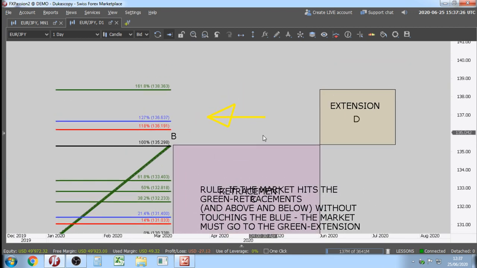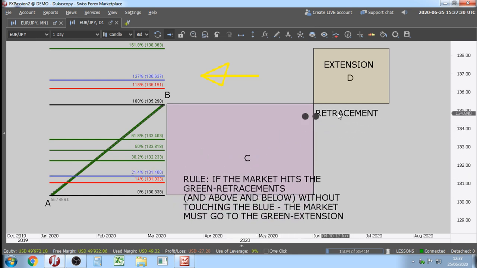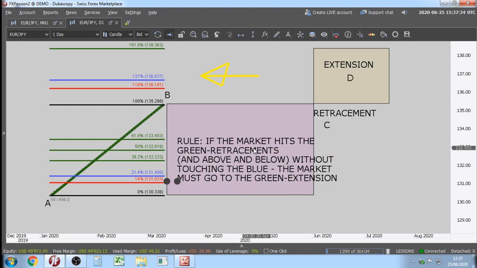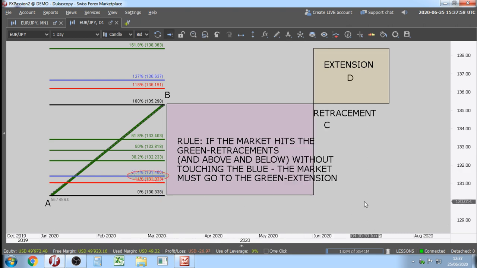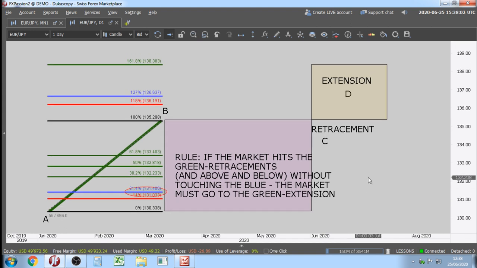Okay, I'm going to delete this one. So those are the retracements. Everything that happens inside the AB boundary is a retracement. What happens outside is the extension. So this is the rule: if the market hits the green retracements, meaning the 618, the 50, the 382 and above and below, without touching the blue, because this is a new retracement, new color, then the market must go to the green extension. Passion, can you read it again? Yes, sir. If the market hits the green retracements and above and below the green retracements, still inside the AB boundary, without touching the blue, the market must go to the green extension.